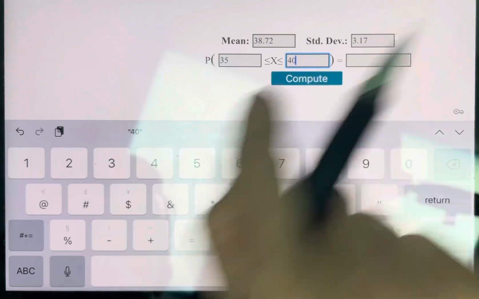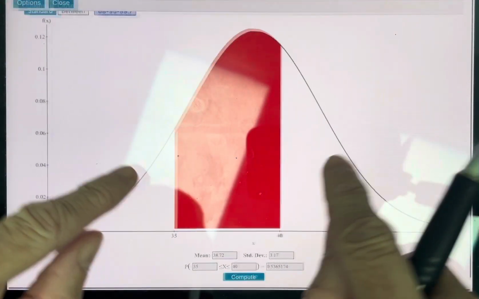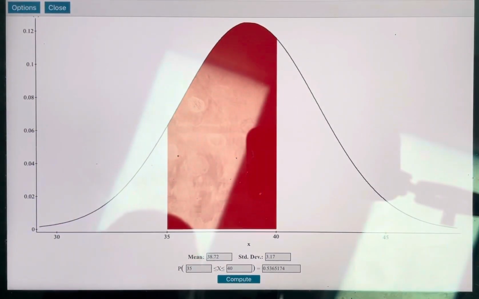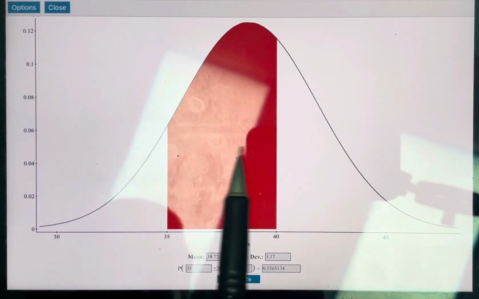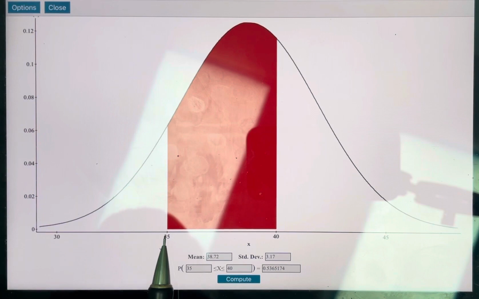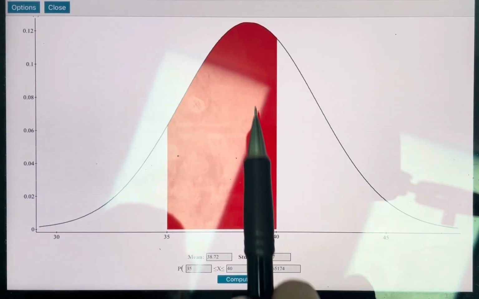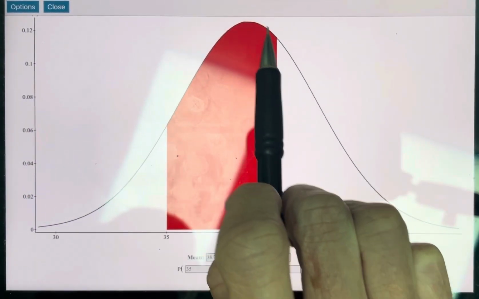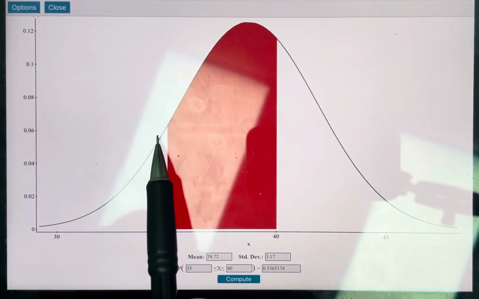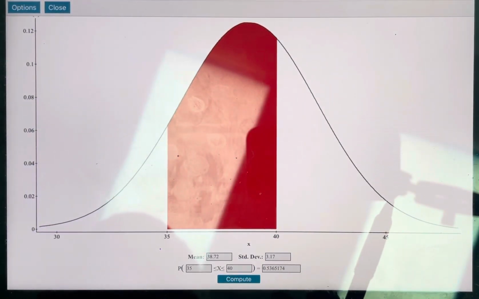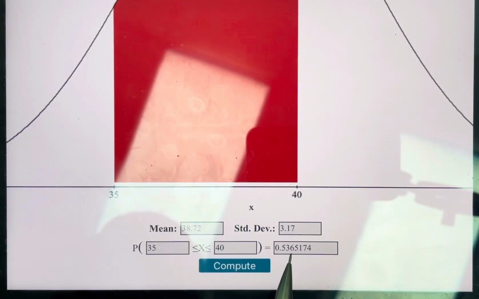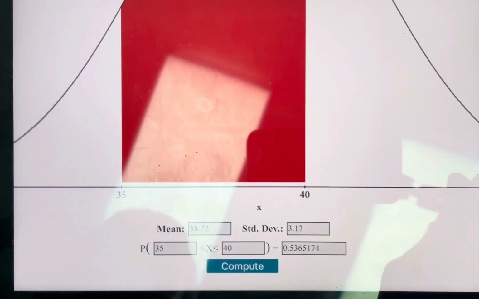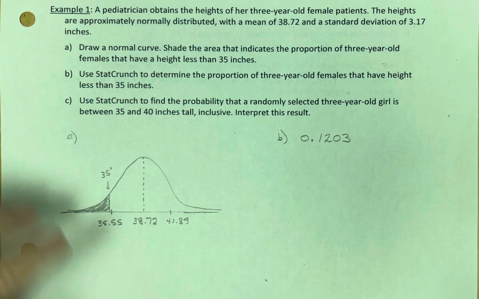And I'll press compute. And take a look at the graph. The area under the curve gives us both the proportion and the probability. And this is a nice shading between 35 and 40. There's your area, a little bit to the right of the mean and quite a bit to the left of the mean. And what is that probability? That probability is 0.5365. So let's jot that down.